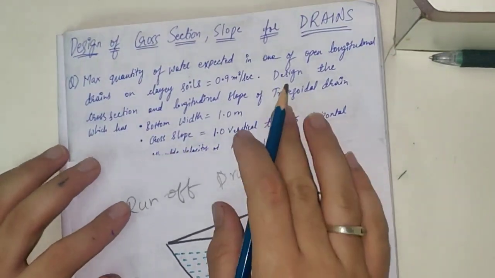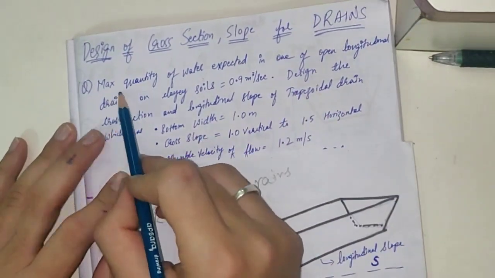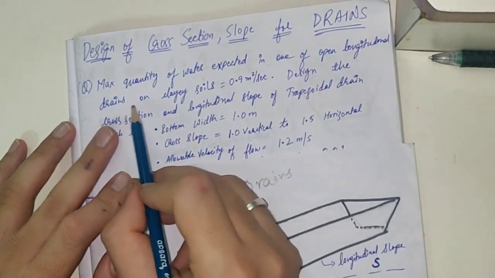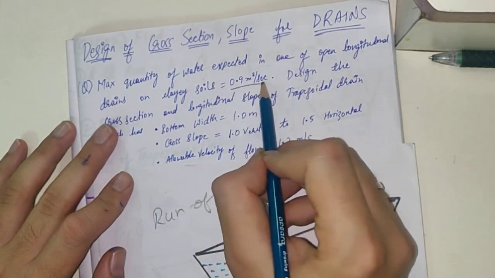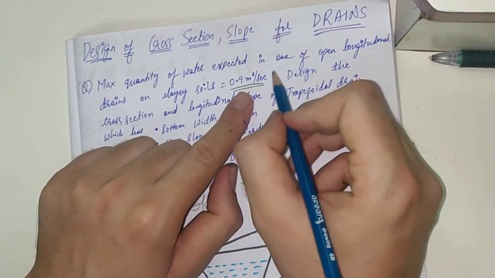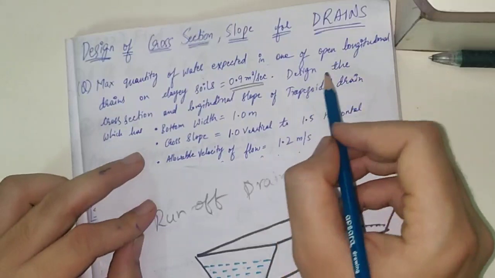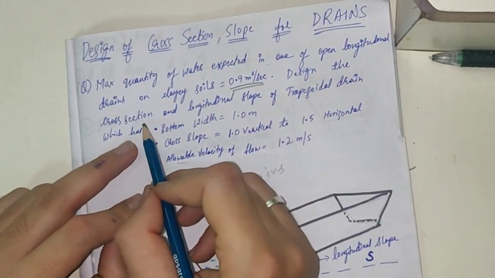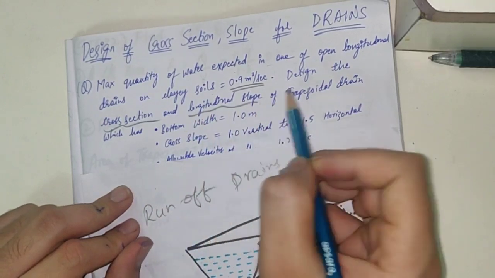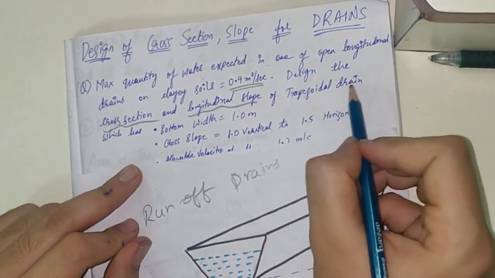Okay, now coming directly to the question, it says the maximum quantity of water expected in one of the longitudinal drains in clayey soils is 0.9. So 0.9 is the quantity of water, that is the discharge of water. Then design the cross section and longitudinal. So what is it asking? Design cross section and design longitudinal slope of a trapezoidal drain.